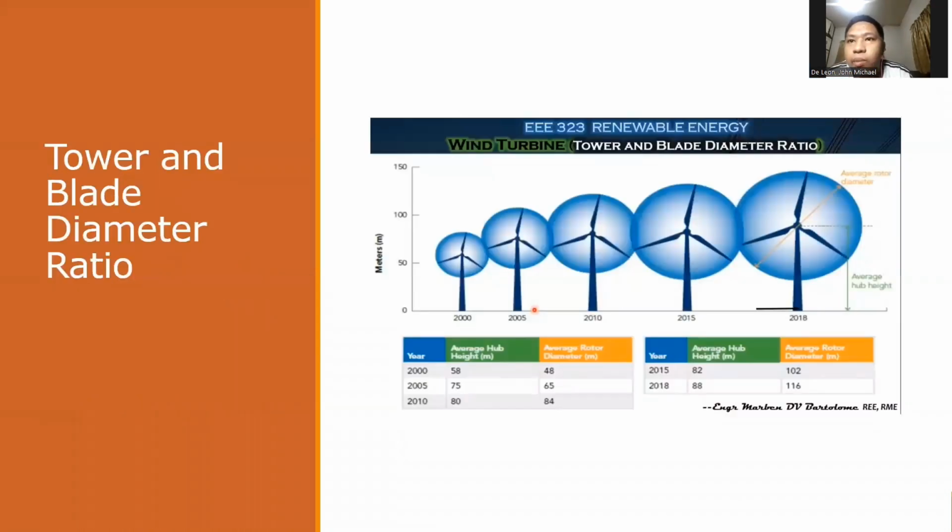Tower and blade diameter ratio. Ayan, nakita lang naman yung mga ratio. Yung advancement, yung pag-improve niya through the years. Sa year 2000, average hub height is 58 meters, average rotor diameter is 48 meters. Noong 2005 naman, 75 yung height, 65 yung diameter.